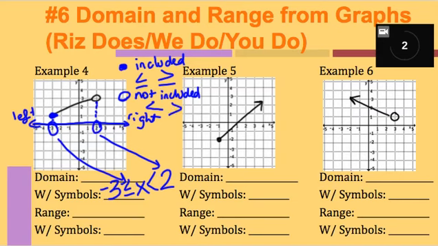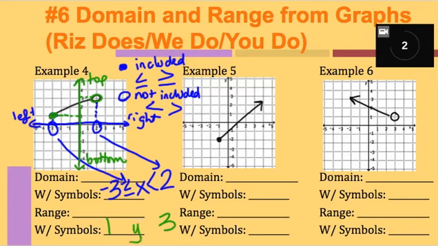So now let's talk about the range. Now the range has the same idea. Again, we're going with the y-axis though. So we're going to start from the bottom and then go to the top. So the lowest point that I see is right here. So positive 1. All the way to the highest point that I see is this one right here, which is at positive 3. So I'm going to say it's all of the numbers between 1 and 3.